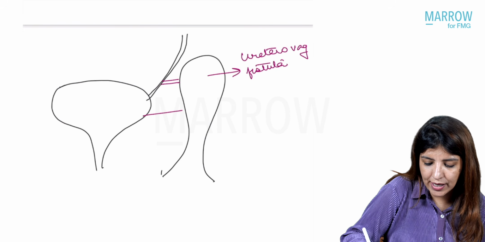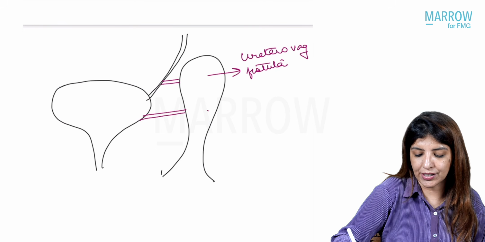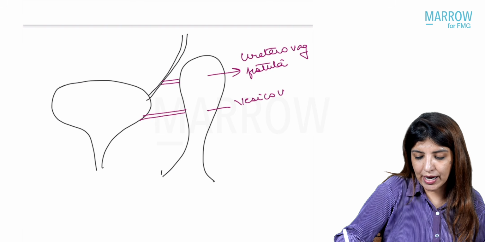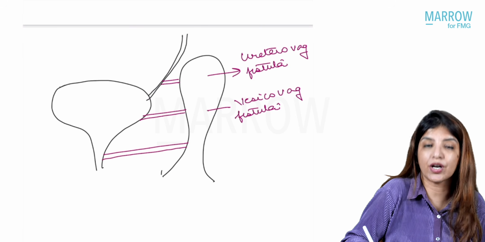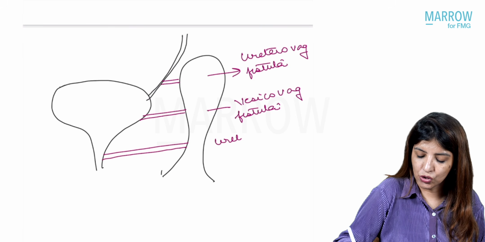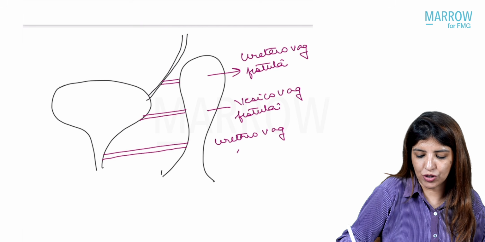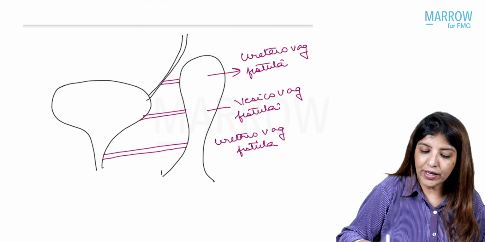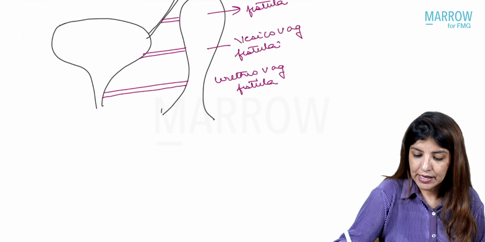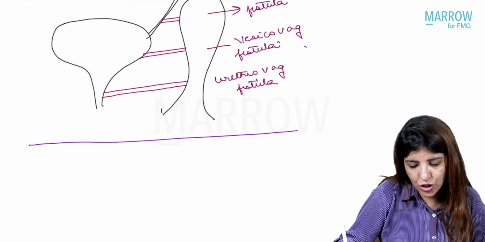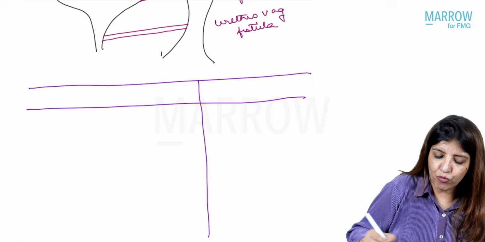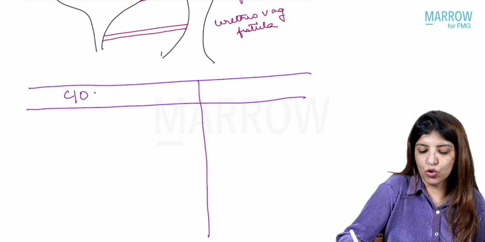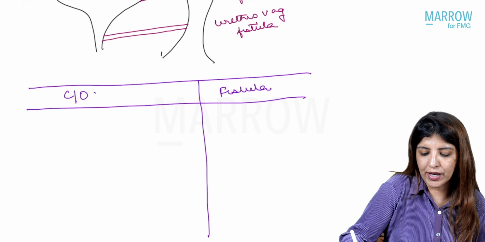If there is a fistula connecting bladder to vagina, that is vesicovaginal fistula. And if there is a fistula which is connecting urethra to vagina, that is urethrovaginal fistula. Now, in all these three cases, the complaint of the patient is going to tell you which type of fistula it is. So, from the history itself, you will come to know which fistula we are talking about.